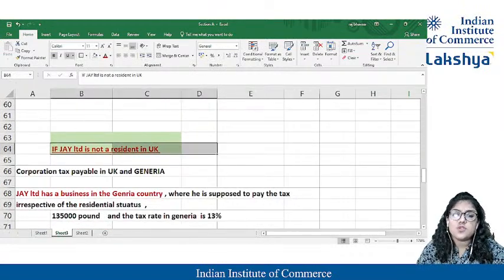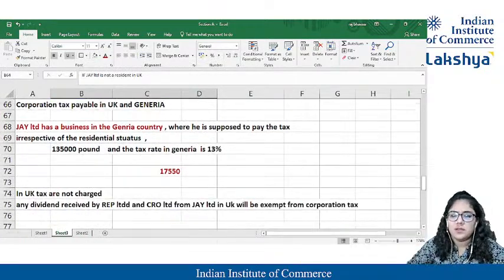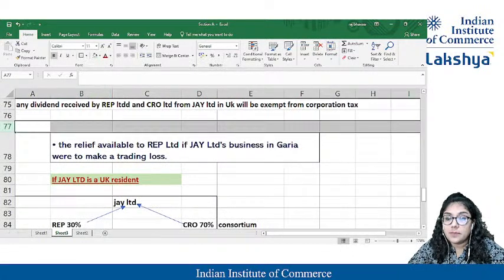If Jai Limited was not a resident in UK, then there is no tension now, ma'am. Whatever he is earning, he has to pay tax there only. Nothing has been charged in the current year. So it's done. Students, from here there was another question.